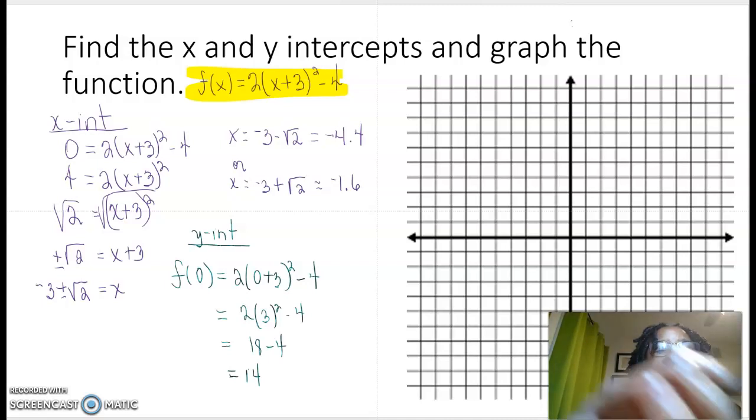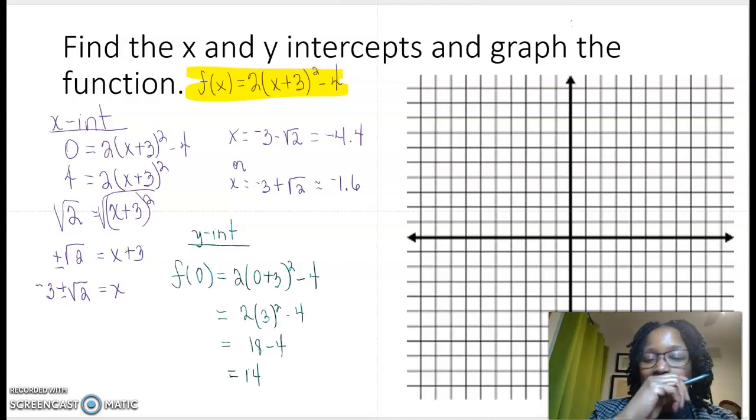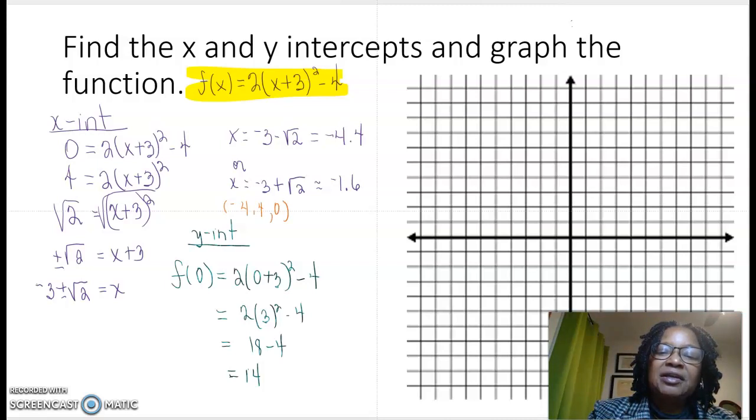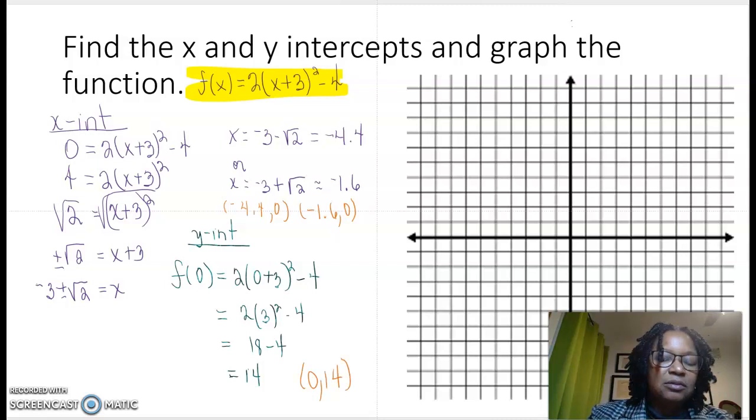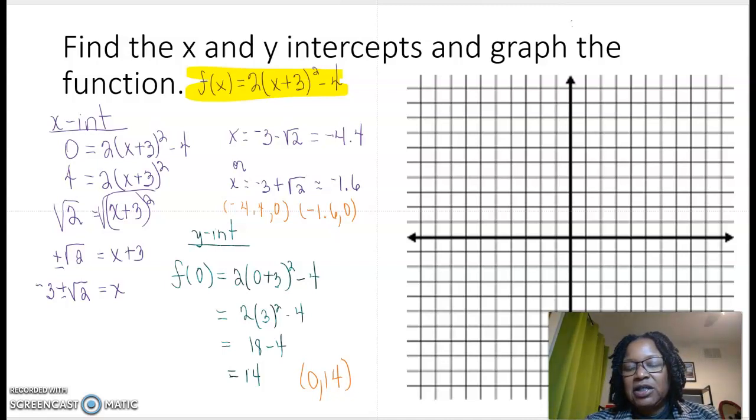So if we go back and list all of our ordered pairs, my x-intercepts as ordered pairs are going to be (-4.4, 0) and (-1.6, 0). And then for my y-intercept, it'll be (0, 14). All right, so 14 is off my grid, so I'm not going to try and actually sketch that.